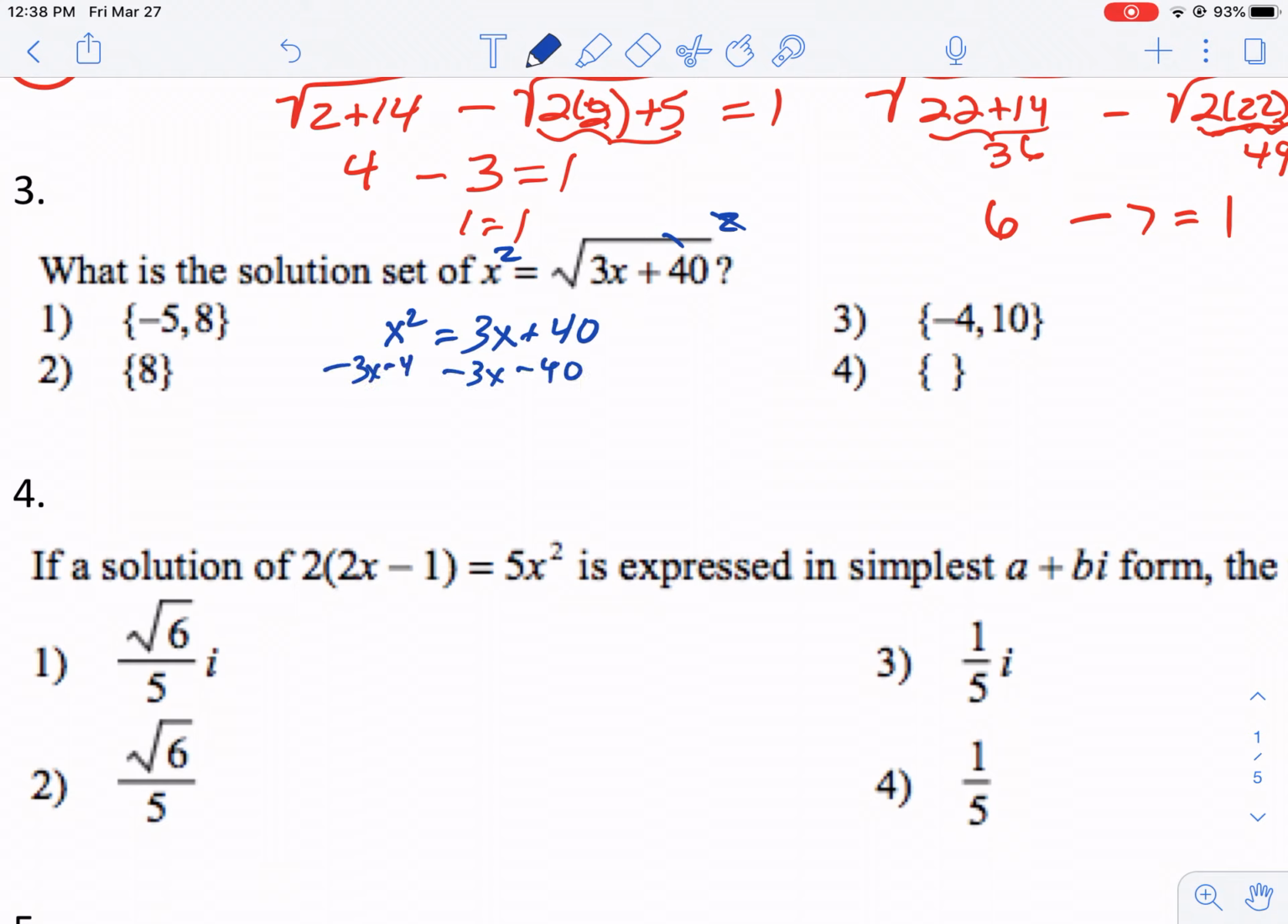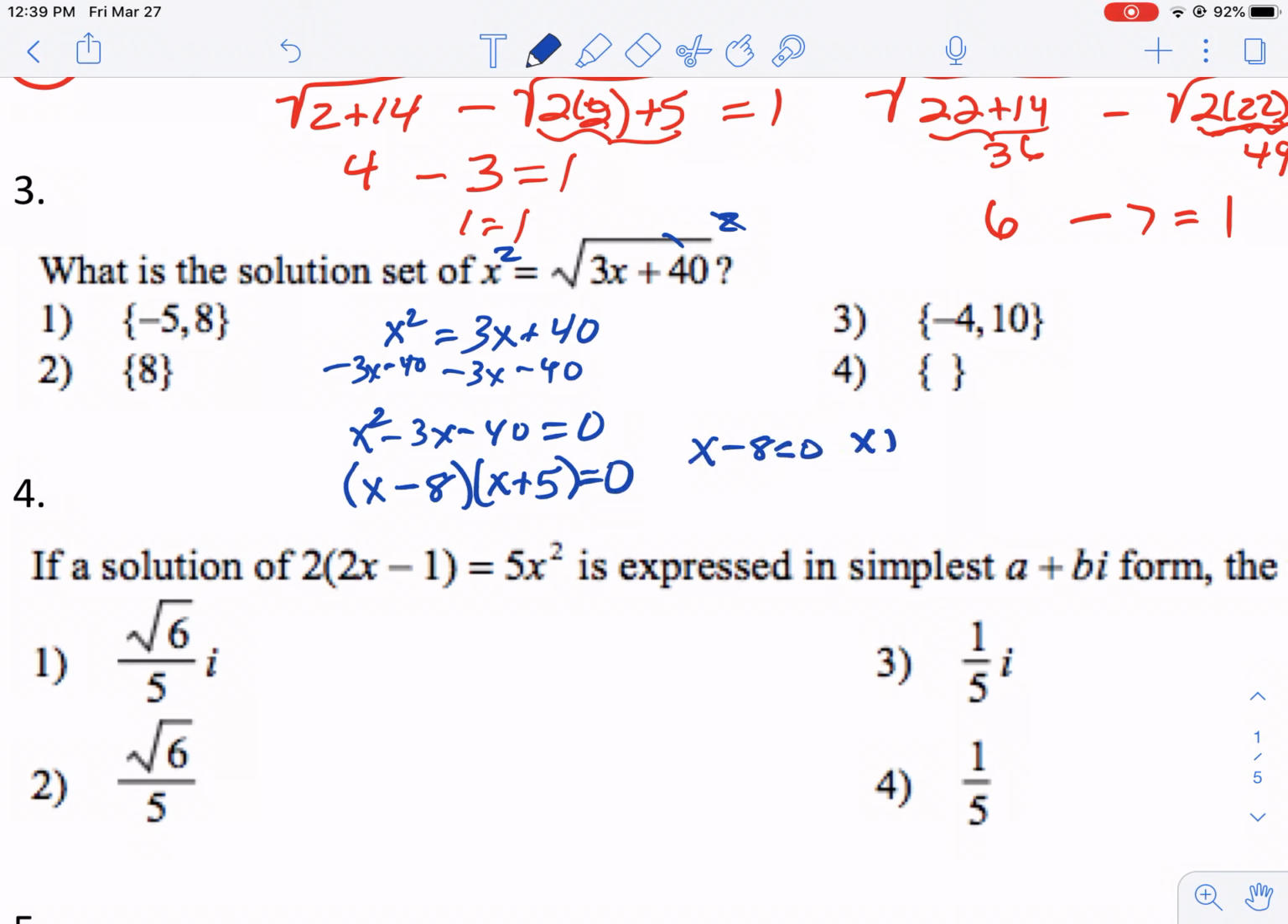And I'm looking at all my answer choices. They're nice pretty numbers, which means I should be able to factor this thing. Two numbers that multiply to negative 40 and add to a negative 3 would be negative 8 and positive 5. Set each one equal to 0. You get 8, or you get negative 5.